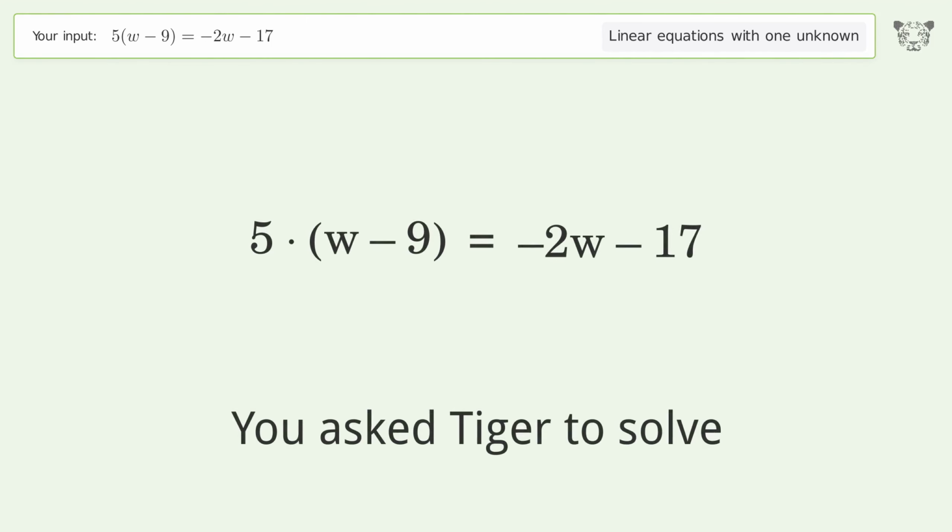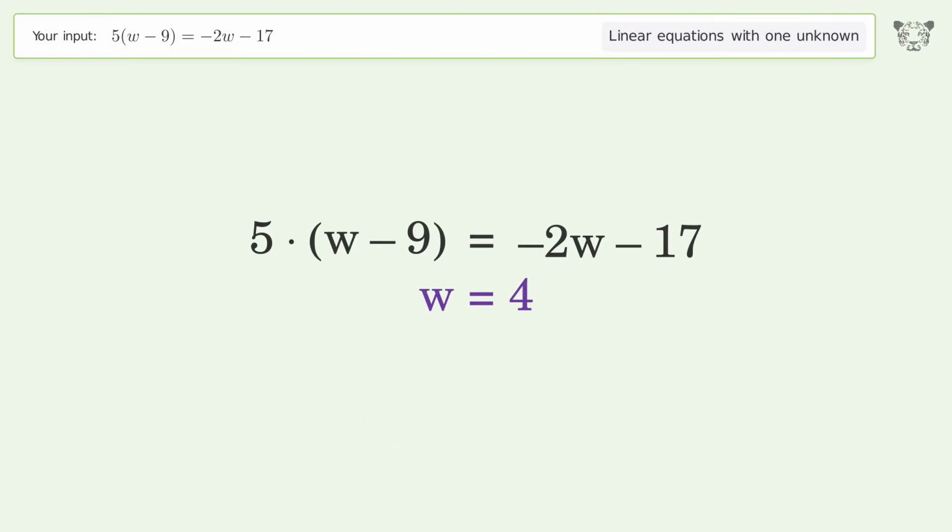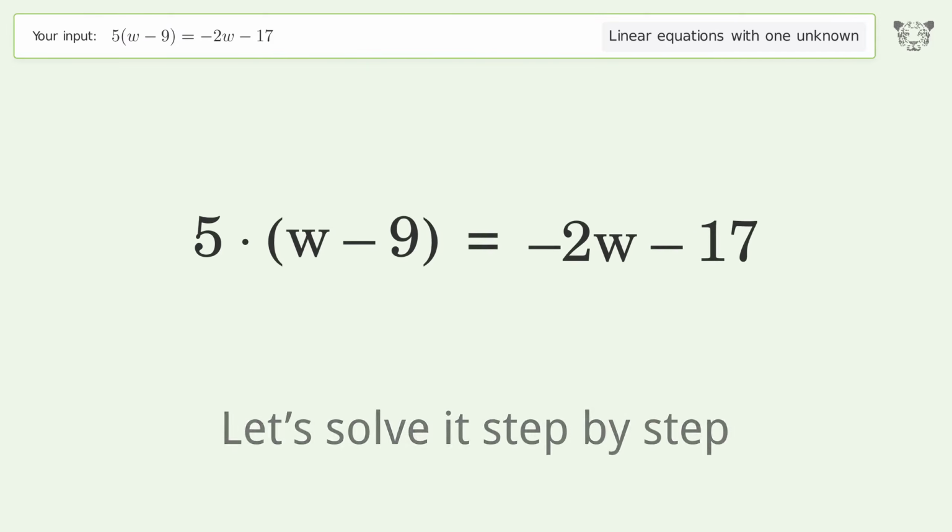You ask Tiger to solve. This deals with linear equations with one unknown. The final result is w equals 4. Let's solve it step by step.